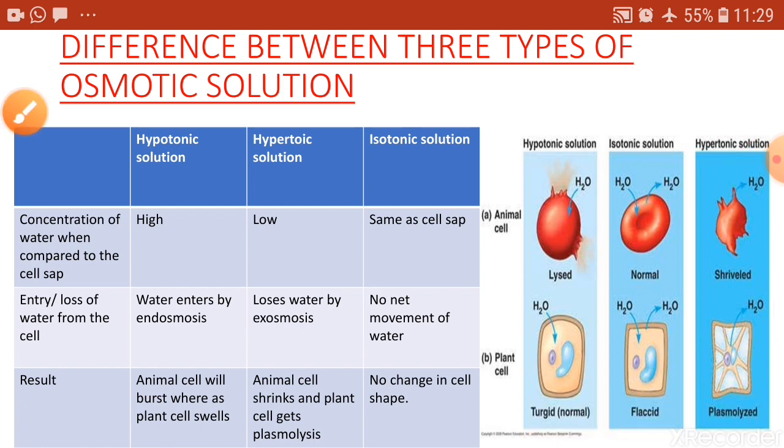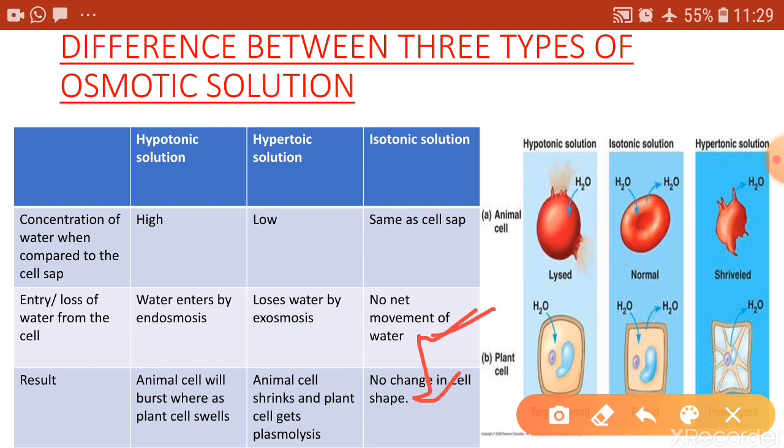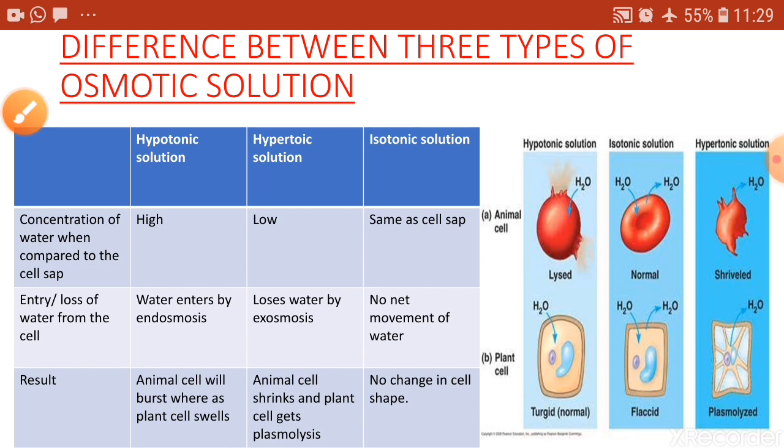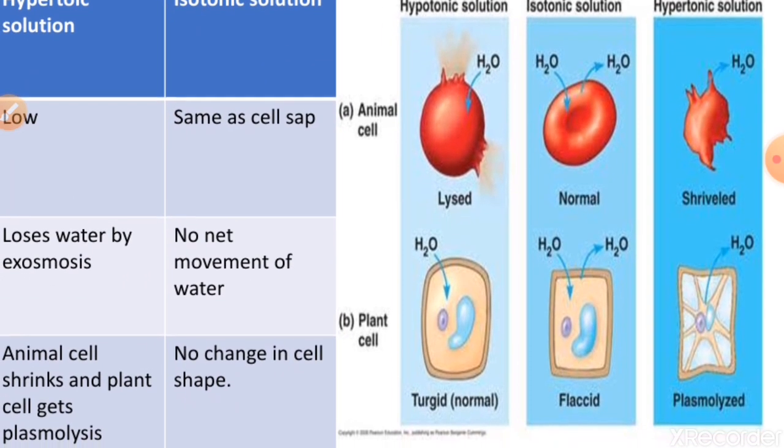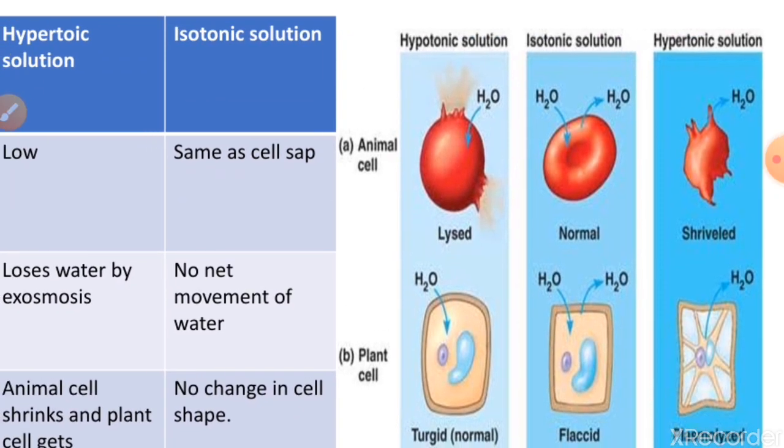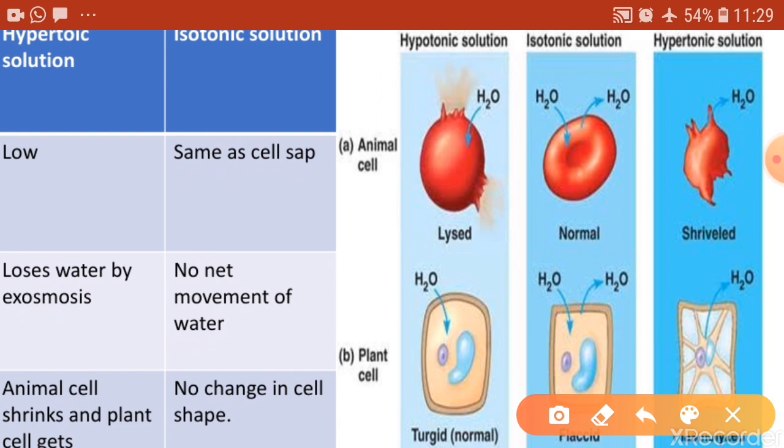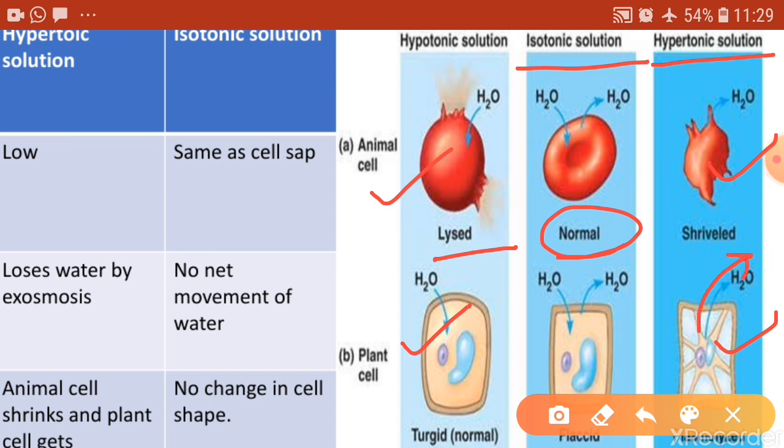Now, in case of an isotonic solution, since there is no net movement of water molecules, there is no change in the shape or the size of the cell. The size of the cell will remain the same. So these are the three differences between the three types of solutions. In hypotonic solution, plant cells swell and animal cells burst. In isotonic solution, the cells remain normal, and in hypertonic solution, animal cells shrink, whereas plant cells get plasmolized. This is because of exosmosis.